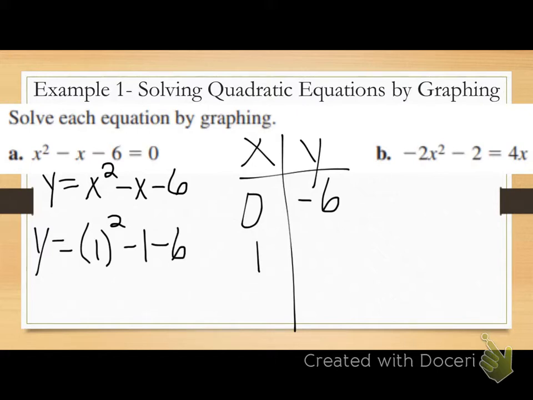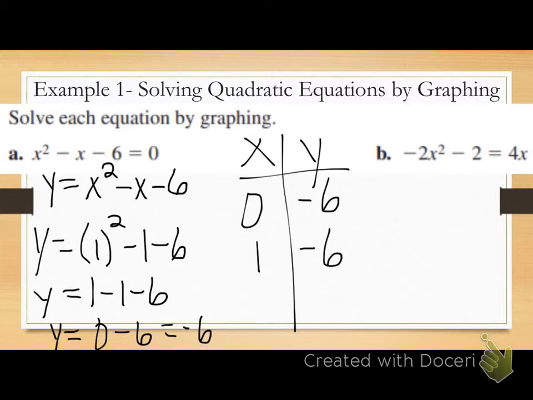Just replace all the x's with 1. What's 1 squared? 1. Everyone okay with that? Okay, now I'm just working from left to right, subtracting. What's 1 minus 1? 0. 0 minus 6 is negative 6. So I get 1, comma, negative 6.